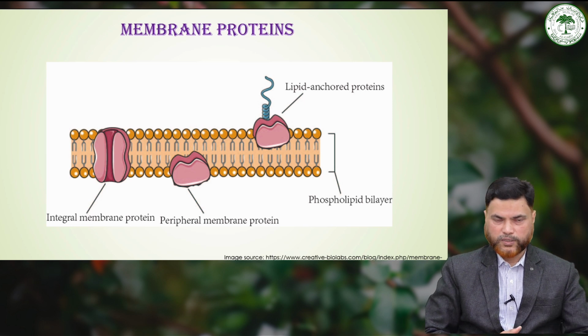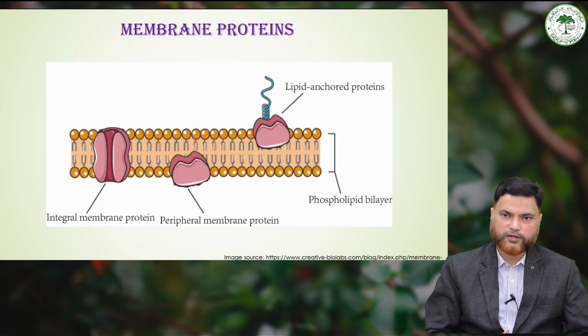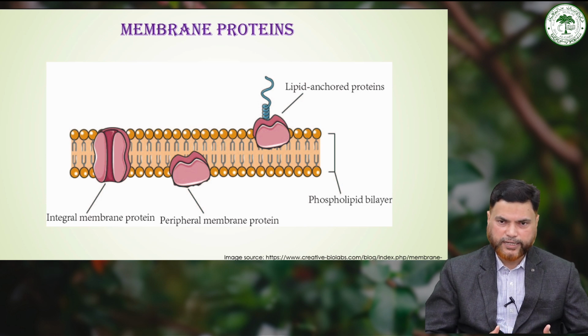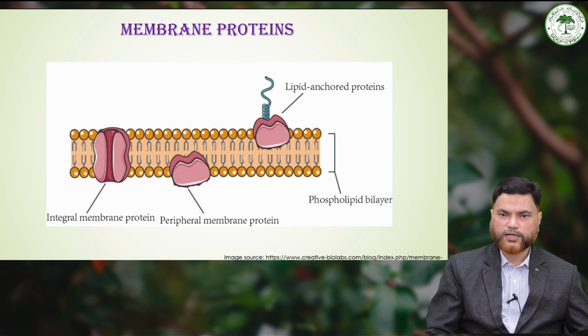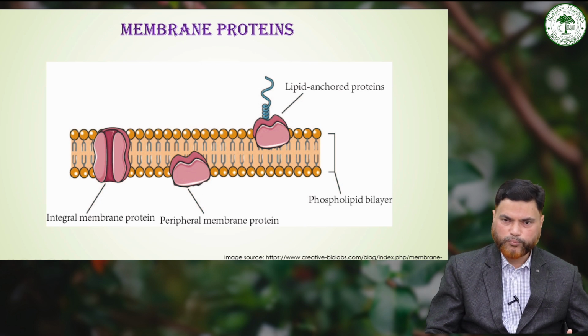Now, membrane proteins are a very crucial component of the plasma membrane, and these proteins can generally be categorized as peripheral proteins, integral proteins or lipid-linked proteins. Peripheral proteins are located on the surface of the membrane. You see how these peripheral proteins are located on the surface of the plasma membrane.